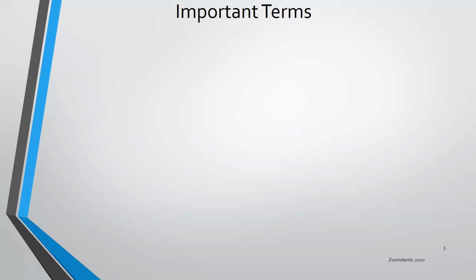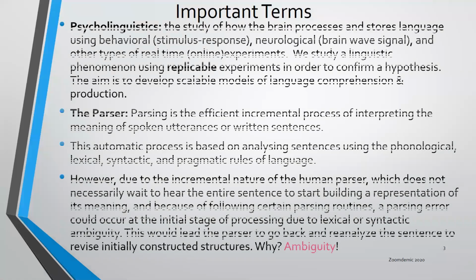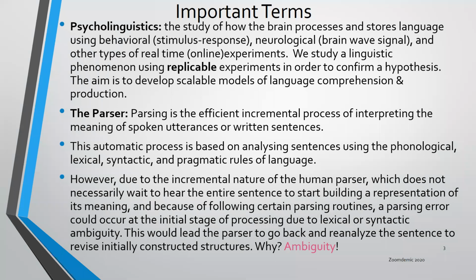So let's go ahead and start with some important terms. What is psycholinguistics? Many people talk about psycholinguistics and they don't really take a closer look at what it does. It's basically the study of how the brain processes and stores language using behavioral, that is stimulus and response experiments, neurological like brainwave signals, and other types of real-time or online experiments. And when we say real-time or online experiments, it is the opposite of offline. In offline, it's not about the internet. We're not doing experiments on the internet. We're actually doing an experiment on a computer, a dedicated computer.